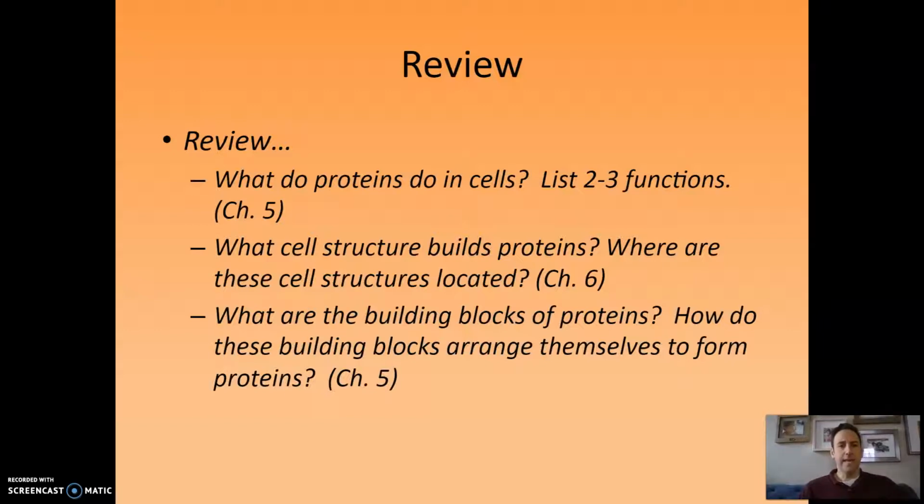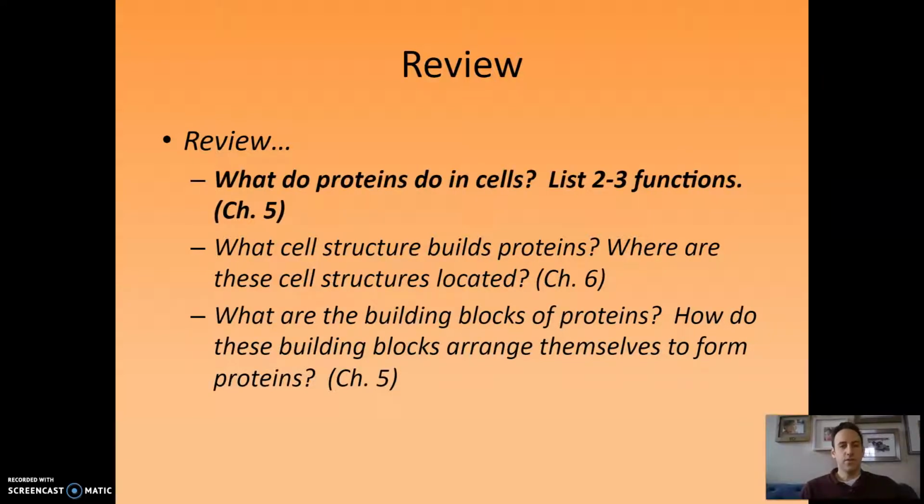Before we can really get at that, it's important to review some key concepts that we learned earlier in the year. So I'd like you to take a moment and reflect on the following questions. What do proteins do in the cells? What cell structure builds proteins and where are those cell structures located? And then what are the building blocks of proteins? How do they arrange themselves to form a protein? So hit pause, take a moment to reflect, and we'll discuss.